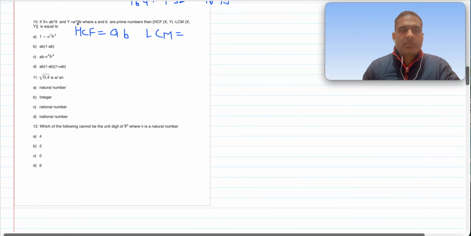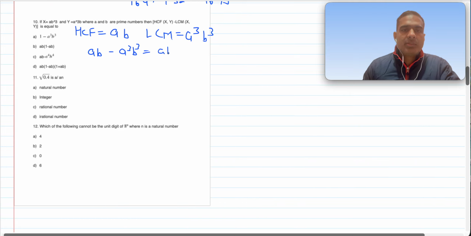Now I have to find out the LCM. LCM is all the prime numbers present with their highest powers. So x contains a and y contains a cube, so I have to take the highest power, so a cube. X contains b cube, y contains b, so I have to take the highest power, so b cube. Now according to the question, HCF of x, y, that is ab, minus LCM of x, y, that is a cube b cube.